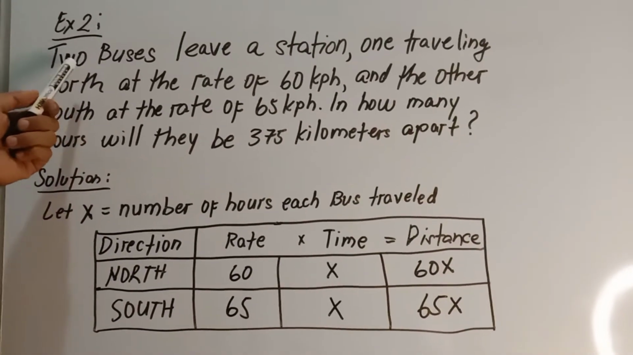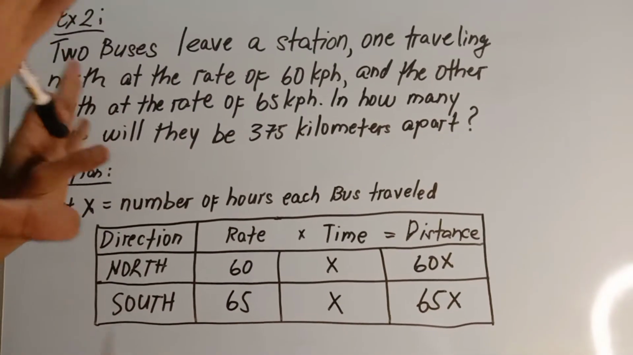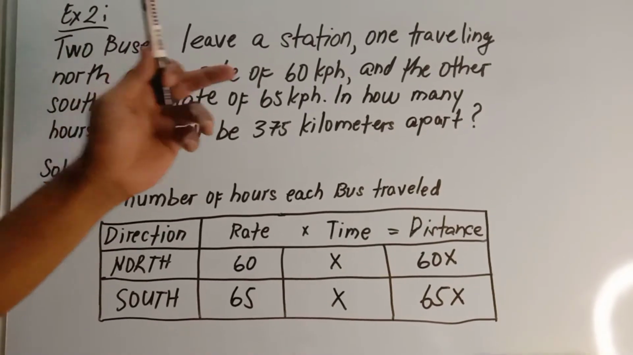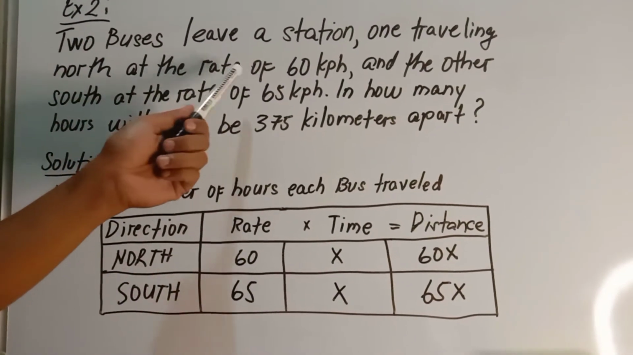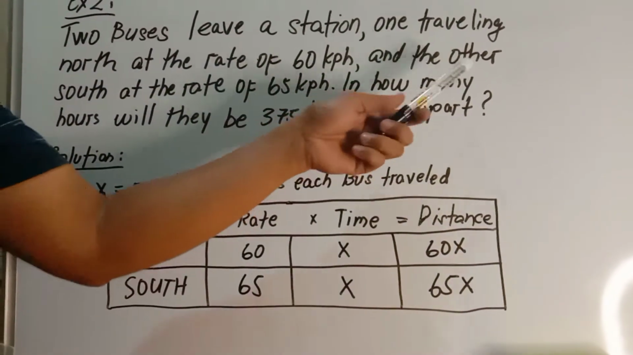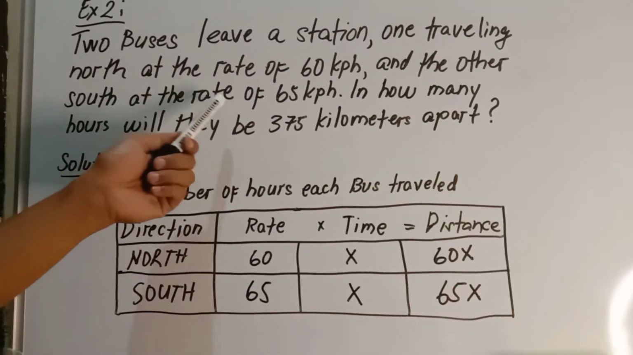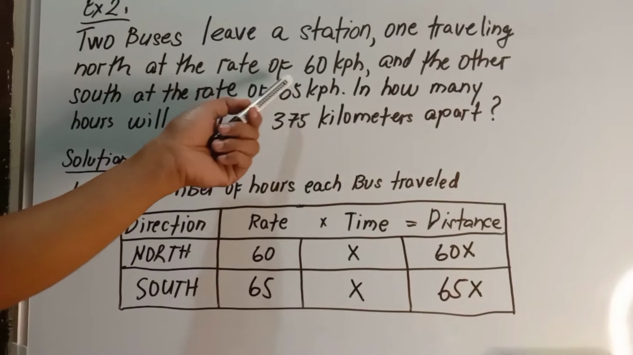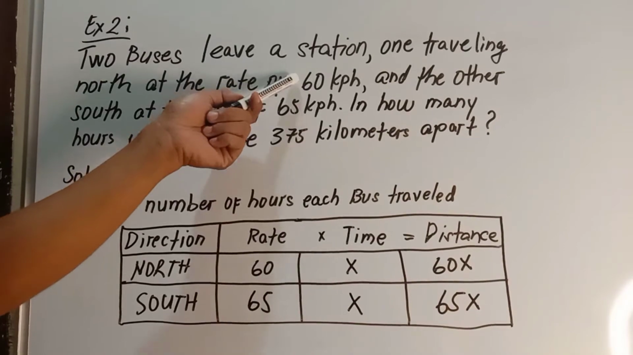It states that 2 buses leave a station. The first bus is traveling northbound at the rate of 60 km per hour, and the other bus is going southbound at the rate or speed of 65 km per hour. The second bus is a little bit faster compared to the first one because it's 65, the other one is 60.